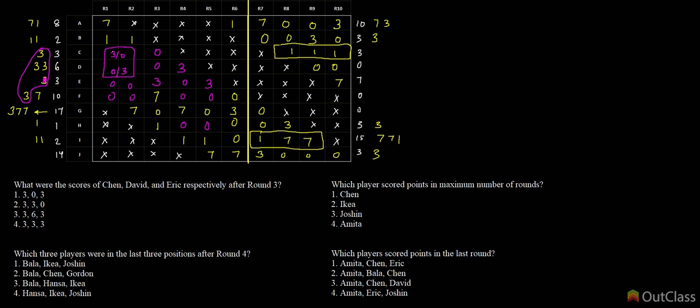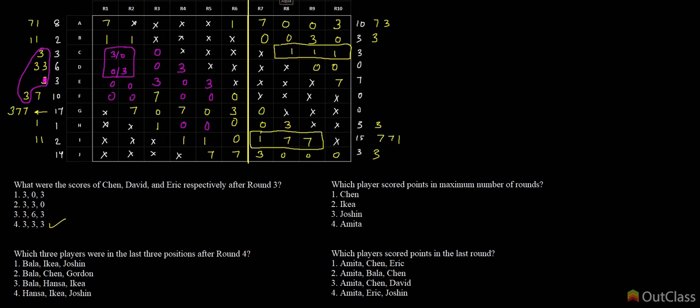C had scored a 3, D had scored a 3, and E had scored a 3. So your scores were 3, 3, 3. Option 4. Second question: which 3 players were in the last 3 positions after round 4?